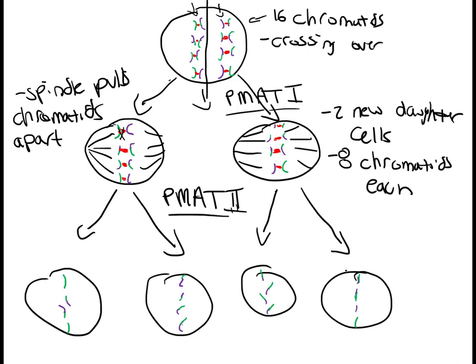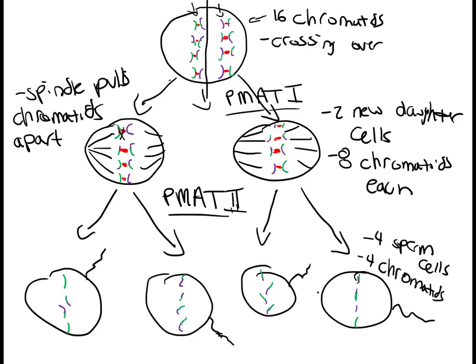So in the end, we're going to end up with 4 sperm cells. I'll draw them like sperm. I'll give them little flagella. Each one of these sperm cells has 4 chromatids total. So we started with 8 and now it's chopped in half to 4. And each one of these sperm cells is different than the other. There's genetic variation. So from starting 1 cell, it went to 4.